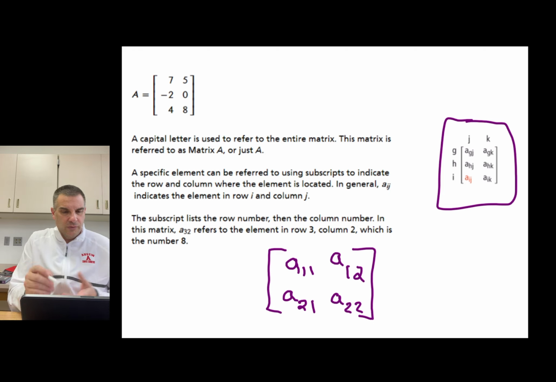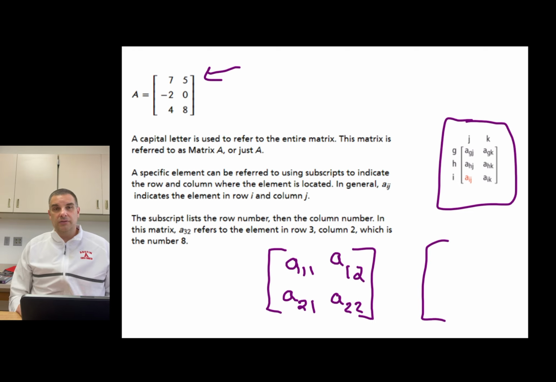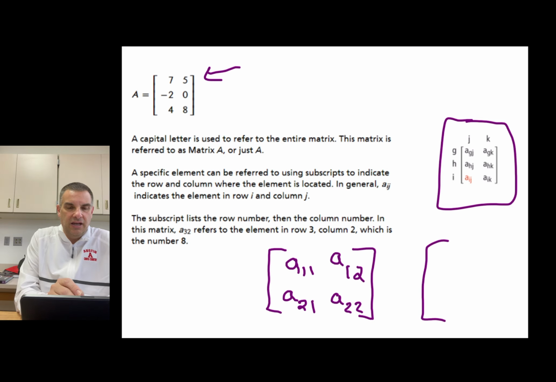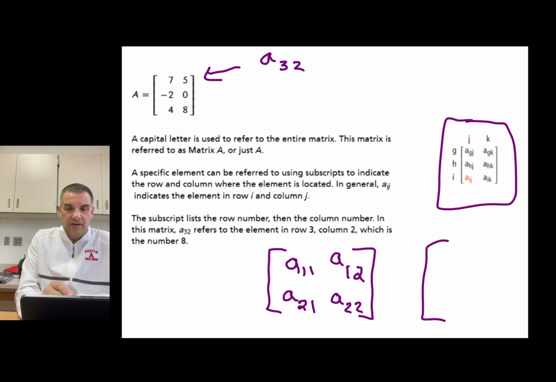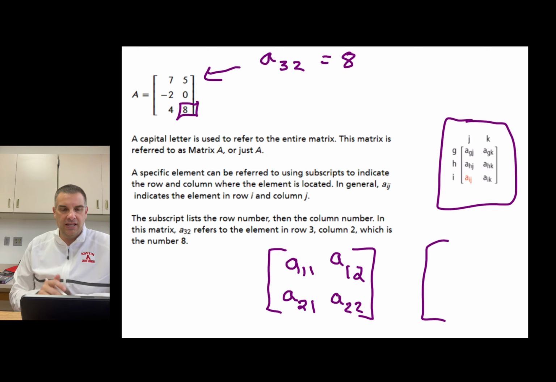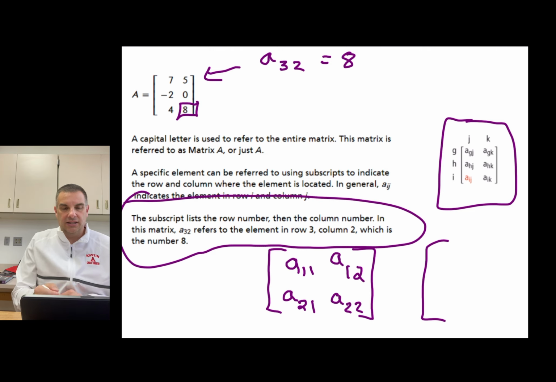So I could give you, for example, well, let's just use this one up here so I don't have to do another one. Let's just say that I want you to identify the element that's in A32. So what element is in A32? What element is in row 3, 2? Well, the value of that element is 8, because that's what's in that position. And that's what that then refers to. Okay? Wow, I didn't even look at that. Honestly, I didn't look at that.